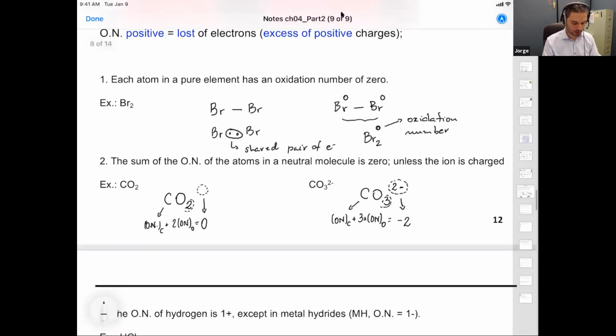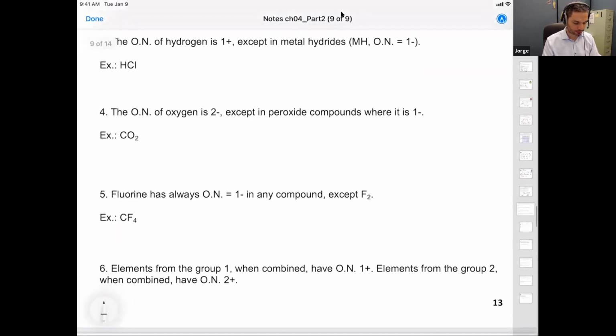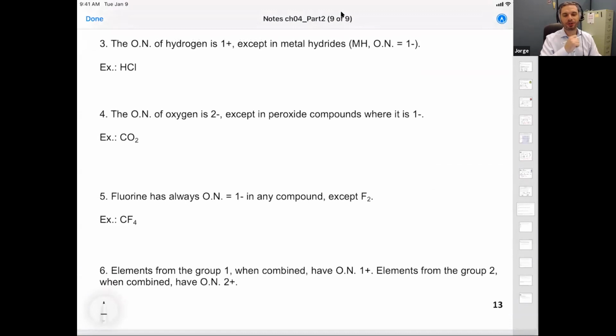Okay, rule number 3. Hydrogen is usually very weak, and that means the oxidation number of hydrogen is always 1 plus when combined to a different element, except in metal hydrides. In the case of metal hydrides, the oxidation number of hydrogen is 1 minus. What is a metal hydride? A metal hydride is any compound formed by a metal plus hydrogen.